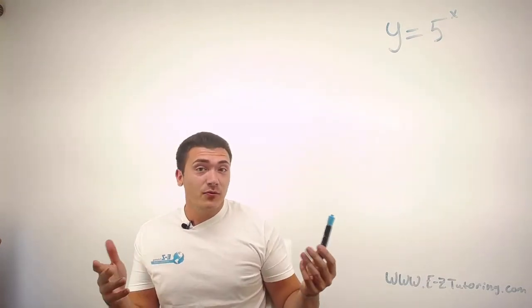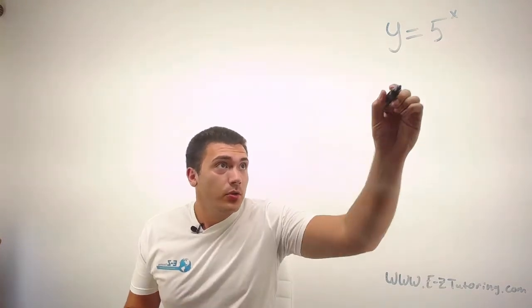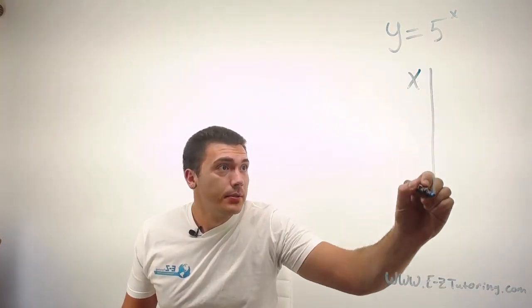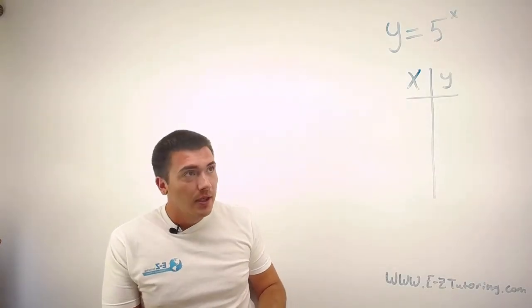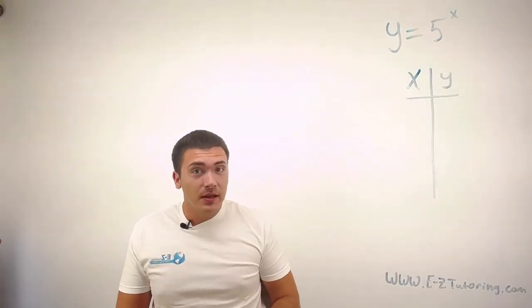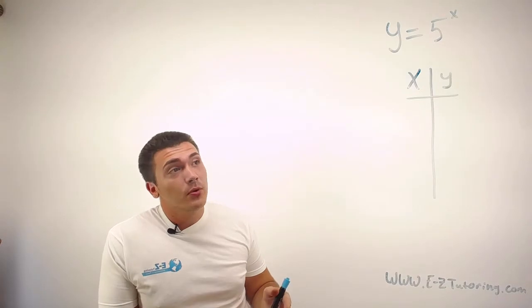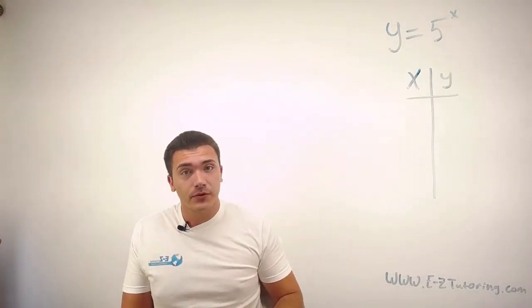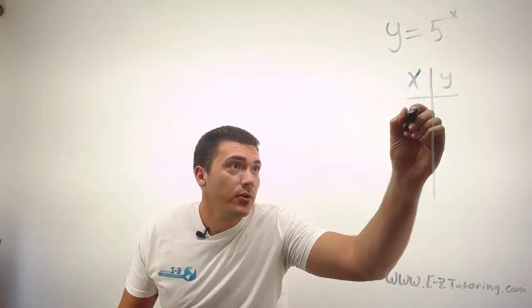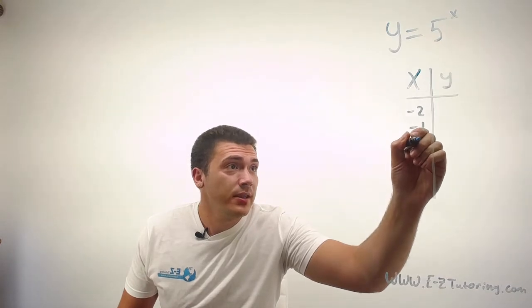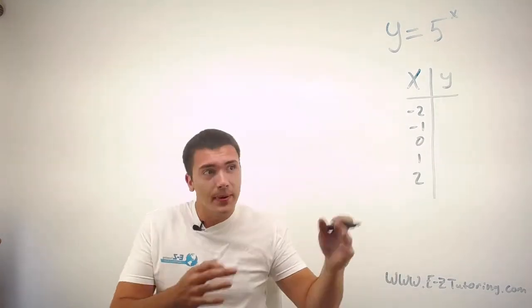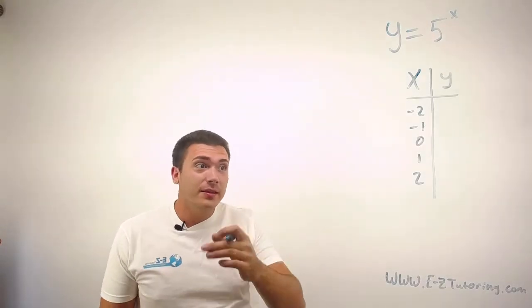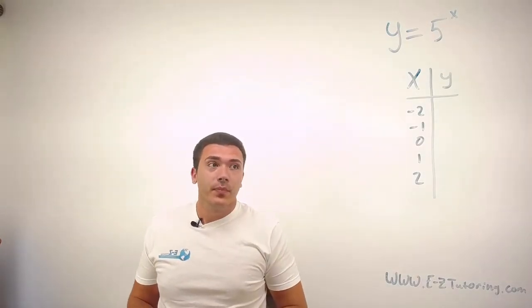really to make an XY table. So you make an XY table and you plug in some values. Now, the best values to plug in, in my opinion, are numbers from -2 to +2. So these numbers give you a good idea of what happens on the negative end of the spectrum and the positive end of the spectrum, and 0, which is very important.